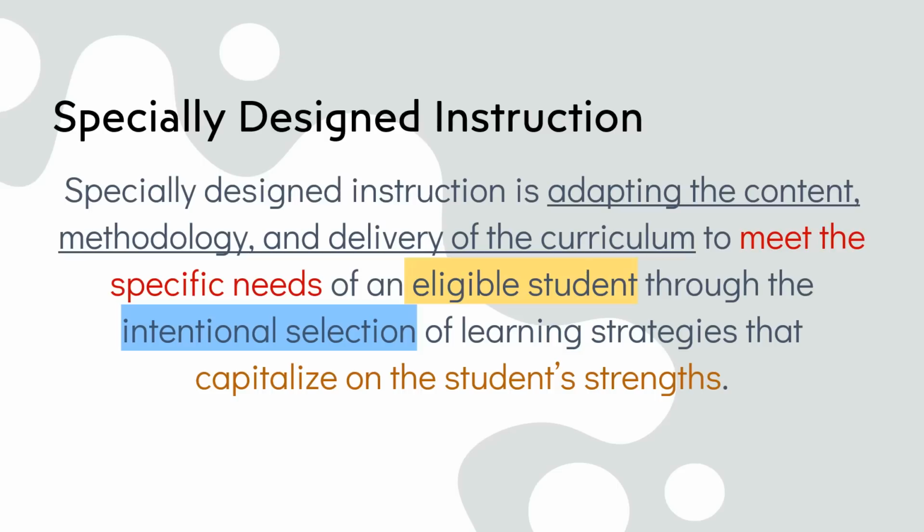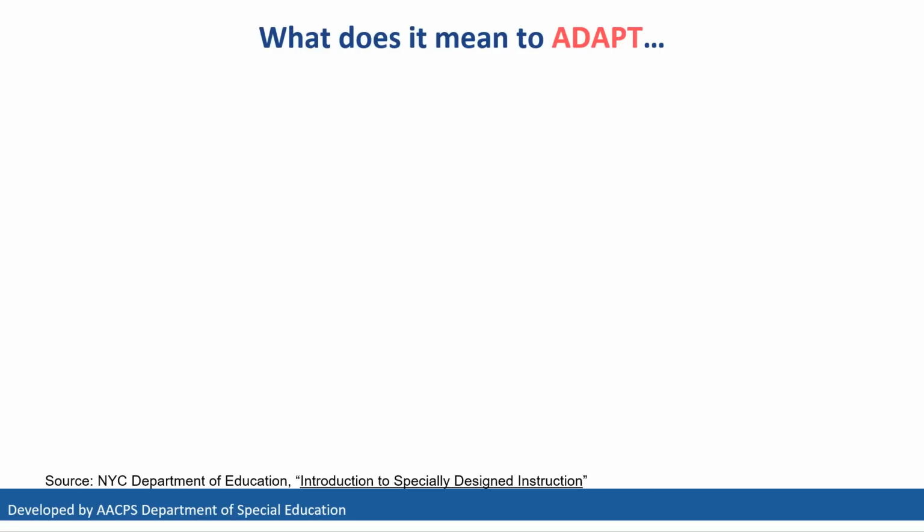As you know, Anne Arundel County Public Schools defines specially designed instruction as adapting the content, methodology, and delivery of the curriculum to meet the specific needs of an eligible student through the intentional selection of learning strategies that capitalize on the student's strengths. So what does it mean to adapt?